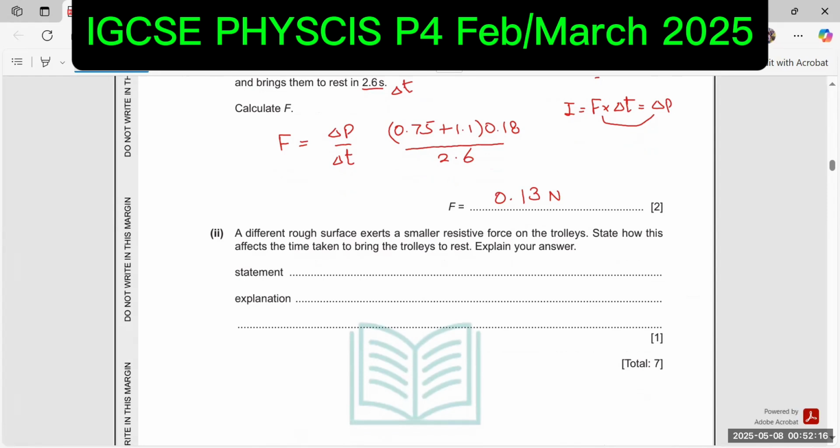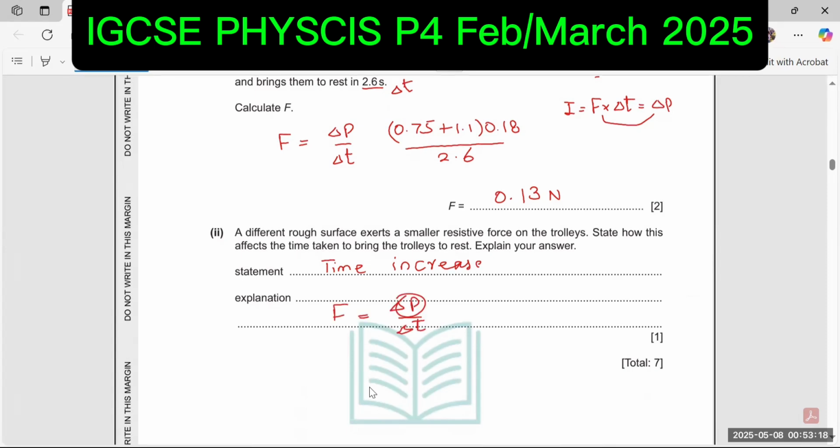Next question, part 2. A different rough surface exerts a small resistive force on the trolley. State how this affects the time taken to bring the trolley to rest. Explain your answer. The time taken will increase because the force will decrease. Force and time are inversely proportional to each other. First of all, you will write the statement: time increases.